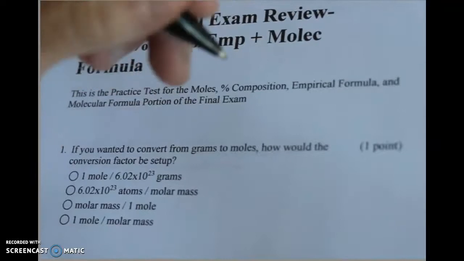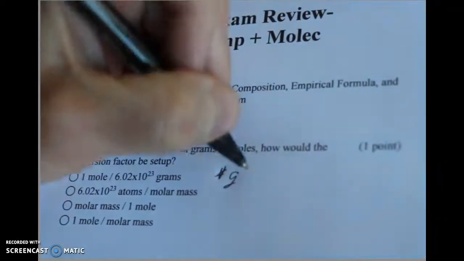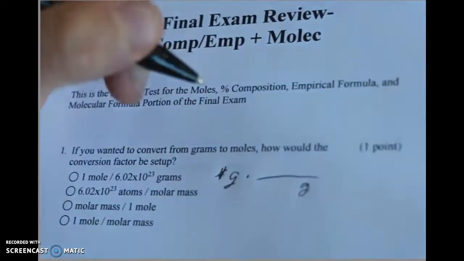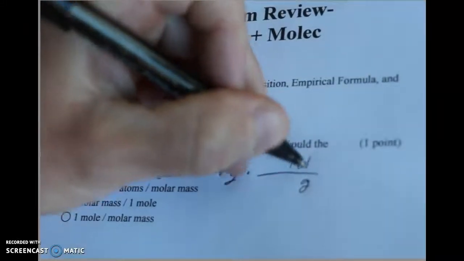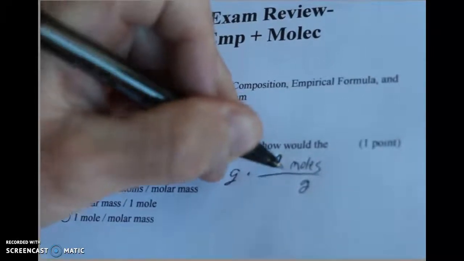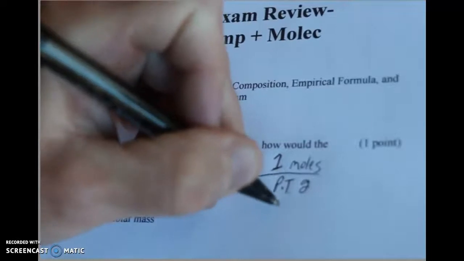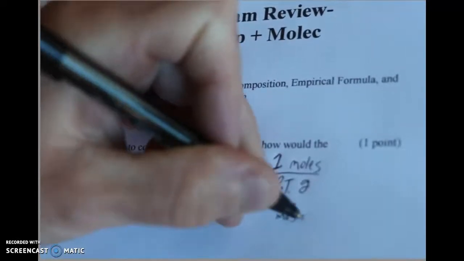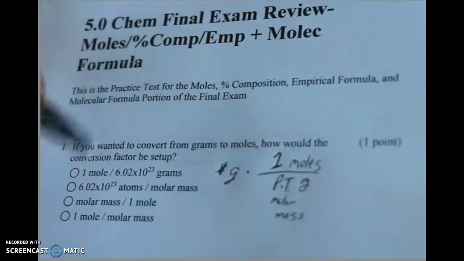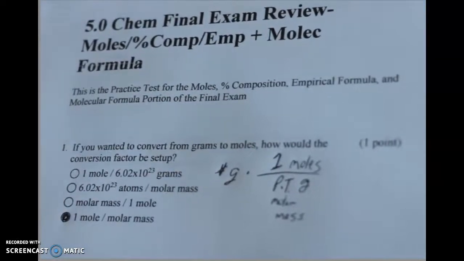So if you're starting off with grams, with whatever number of grams you have, remember when you set up the conversion factor, whatever unit you start off with goes on the bottom, and whatever you're converting to goes up top. In a conversion factor, it's always grams per 1 mole, and the grams you would get from the periodic table, and that's what the molar mass is. So you would have 1 mole up top and the molar mass on the bottom, which is this one right here, 1 mole over molar mass.